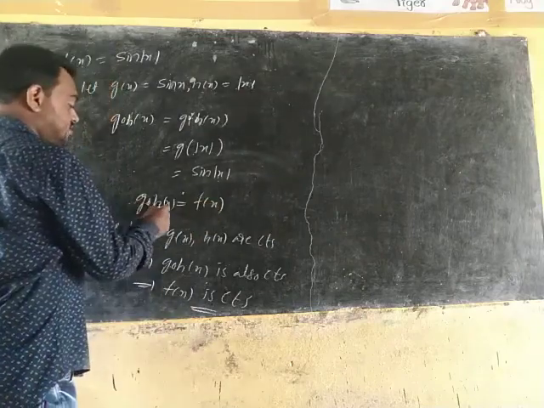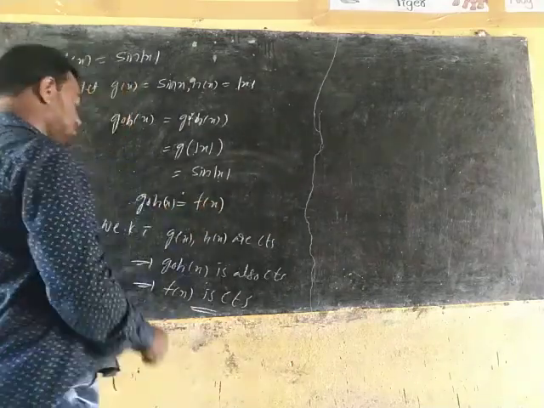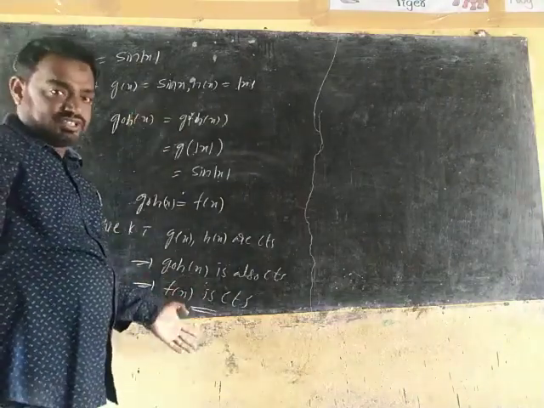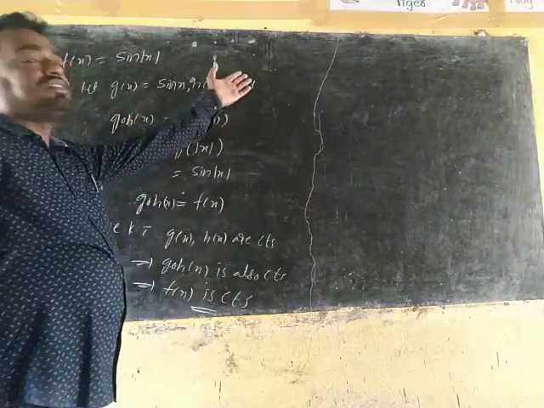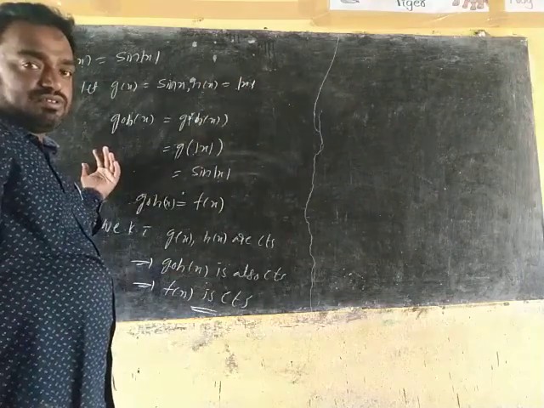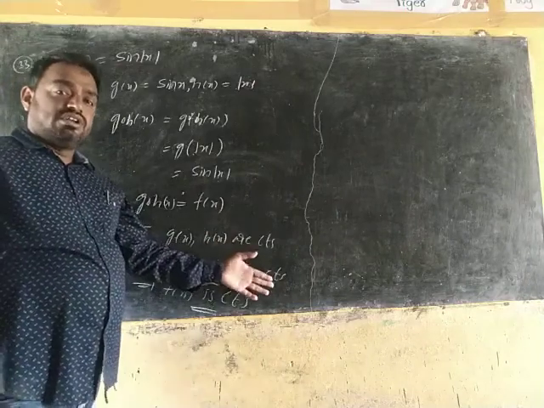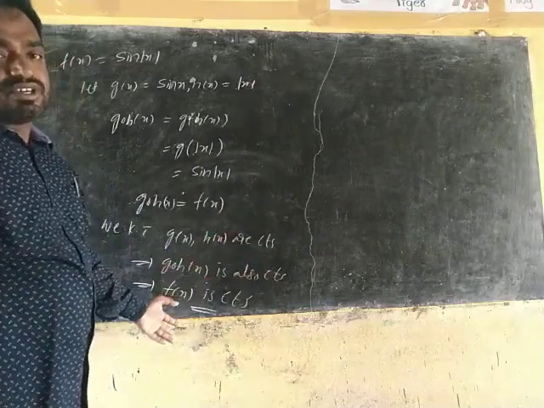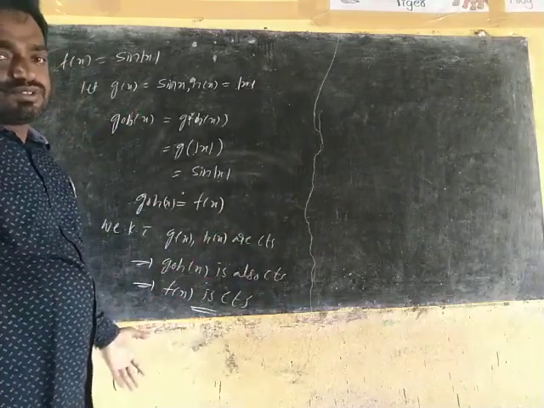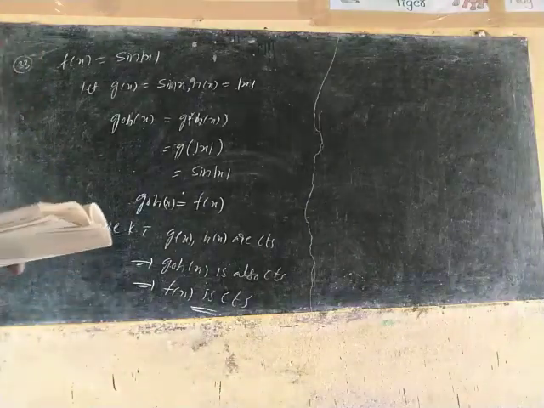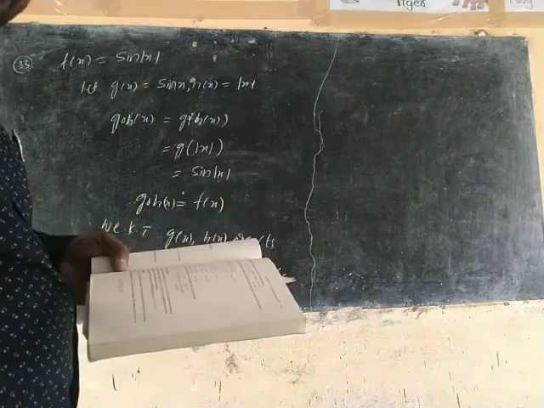Now sin of mod x is nothing but f of x. g circle h of x is equal to f of x. We know that g of x, what is g of x? Sin x. Sin x is continuous function, already we know. Mod x is also a continuous function, just now I showed in the previous question. So the composite function is also continuous. Composite function is nothing but the given function. Given function is also continuous. Understood? Simple answers.